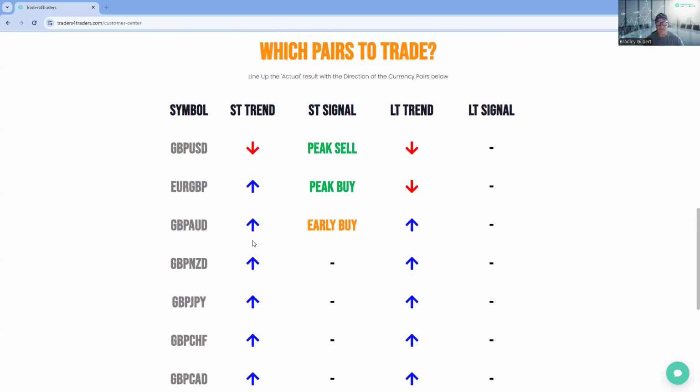Now, which pairs do you trade? Well, go through your charts and work out which pairs are going up and which ones are going down. So as you can see, sterling against the dollar, it's perfectly set up for weaker numbers. That should be your go-to. When it comes to stronger numbers, well, you can actually cherry pick the best crosses because most of the sterling crosses are going up at the moment, right?